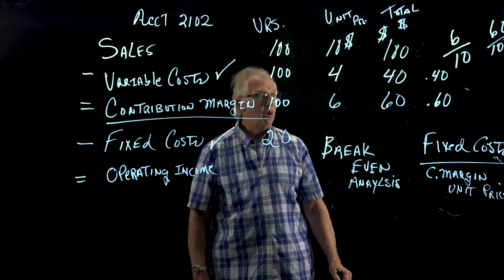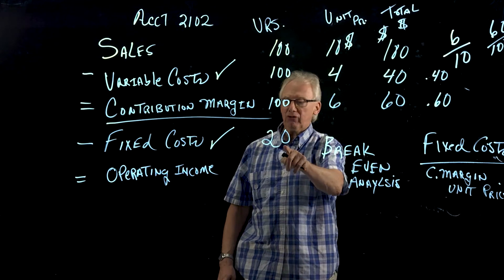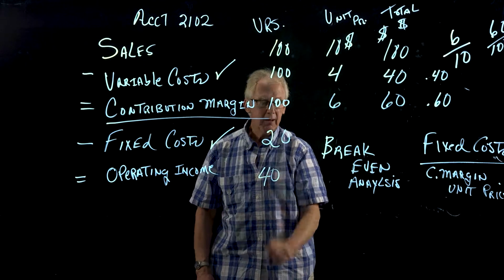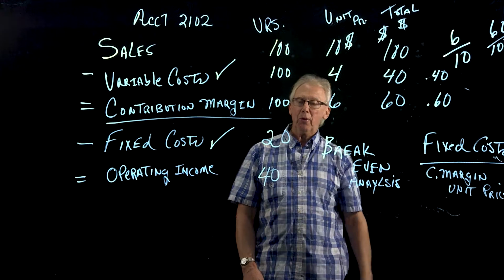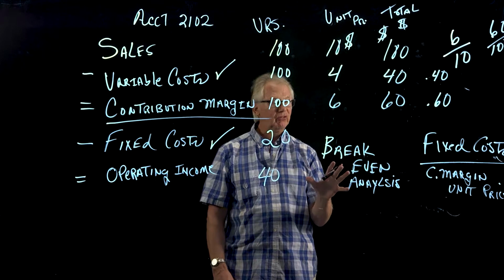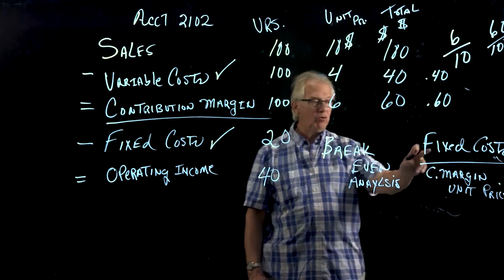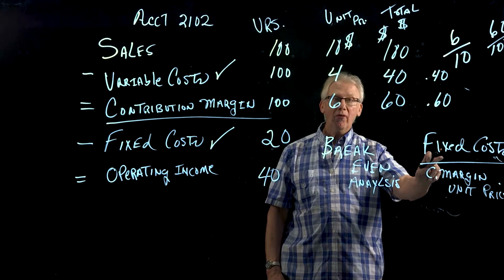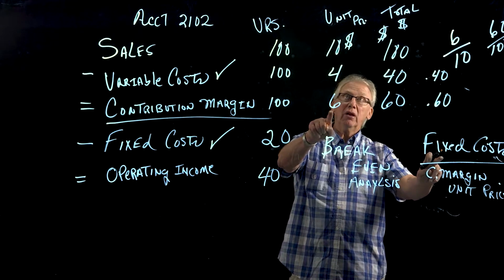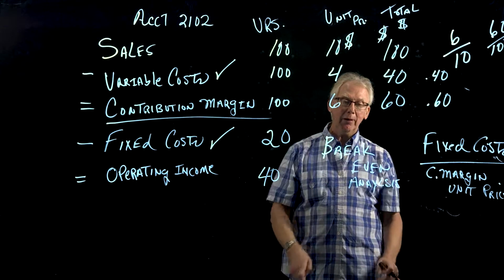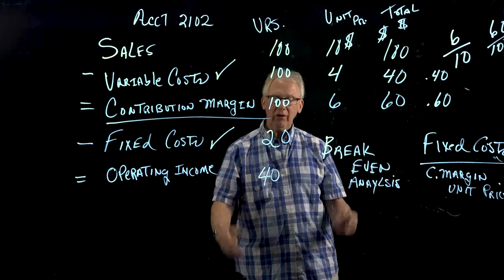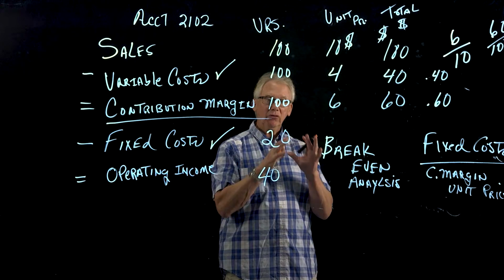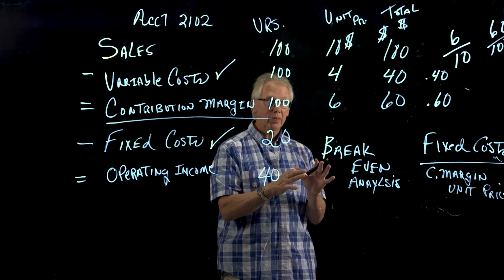Okay, so what did we make? 60 minus 20, we made $40. Okay, so if we wanted to figure out the break even in units of sales, we would take the $20 over 6. That's the unit price. 20 divided by 6. And that would give us the break even in sales units.